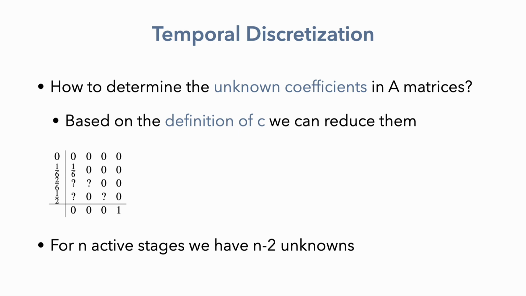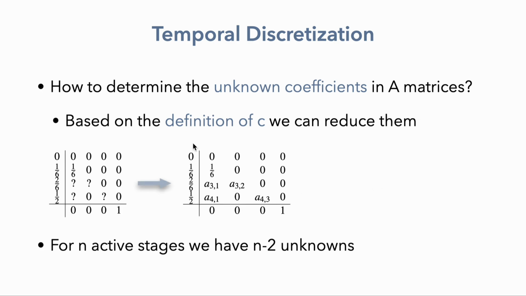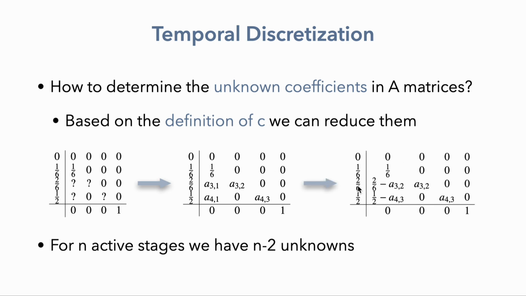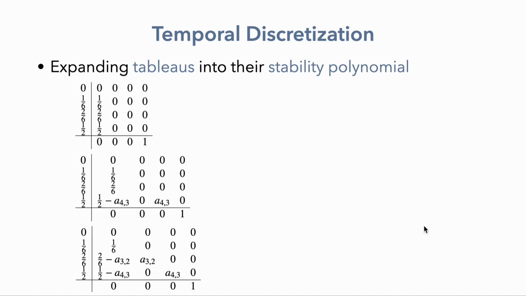So how do we get these unknown coefficients? I just put them as question marks. Well, first of all, based on the definition of C, we can reduce them. So what I'm going to do is switch the question marks for the row and column number of the coefficients. And then we know that each entry of the C vector needs to be equal to the row sum of A. So this lets us reduce the number of unknowns by 1 in each row. And we're left with 2 unknowns here, for example, A32 and A43. So these are 2 unknowns, and we need to figure out what those are going to be in the butcher tableau. In general, for n active stages, we're going to have n minus 2 of these unknowns.